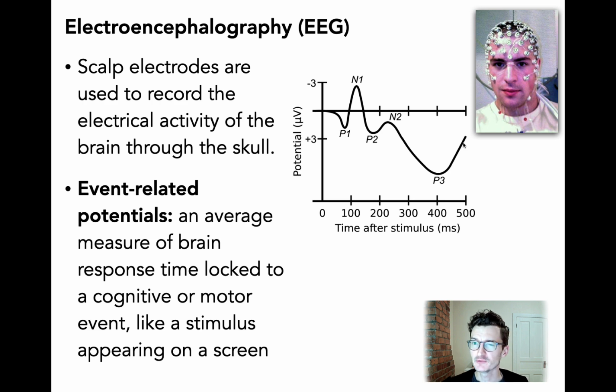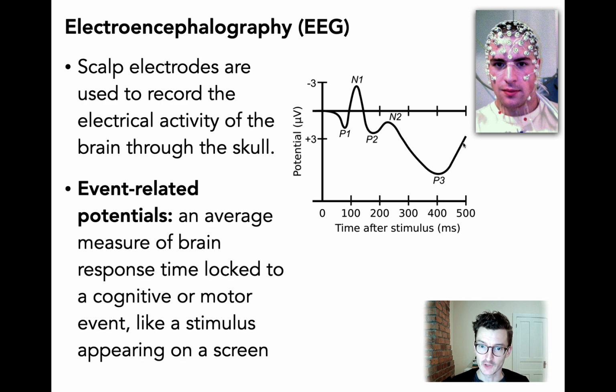So this tends to be how EEG is used. EEG has very good temporal resolution. So neurons fire in the brain, and these EEG electrodes can pick up that firing, can detect it very quickly. It has very, very poor spatial resolution.